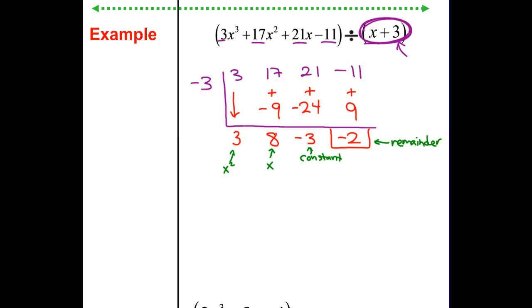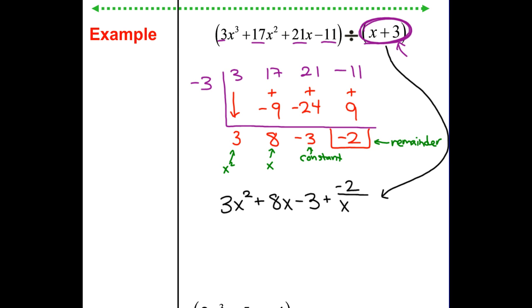So our actual solution here is 3x squared plus 8x minus 3 plus negative 2, and then remember the remainder, negative 2, goes over what we're actually dividing by, the x plus 3 comes down, and that's what we're dividing by. So there's my actual solution to my synthetic division.